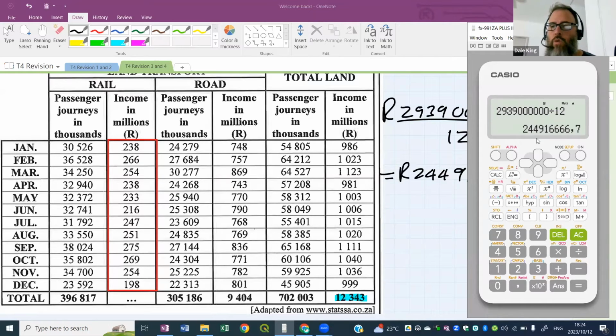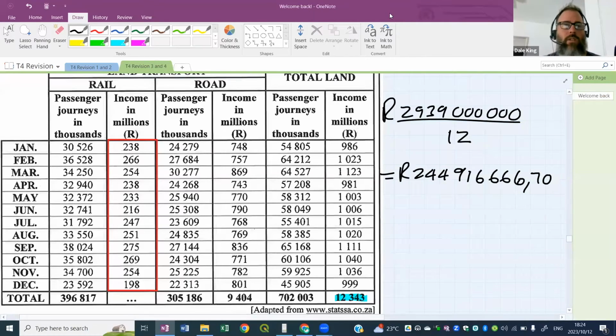So your 244,916 is right. But just remember, this is in millions, so you've got to move that decimal 6 places to the right. Just be careful of that. All right, so that's the average income.